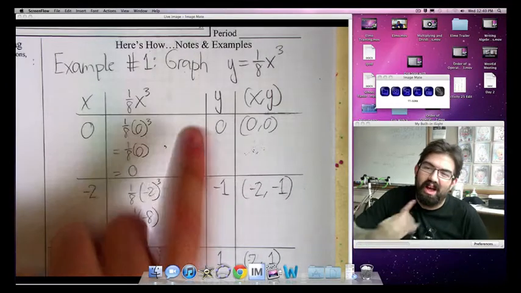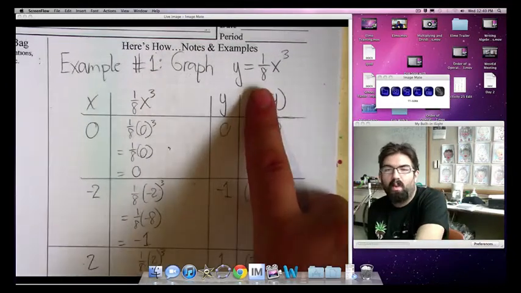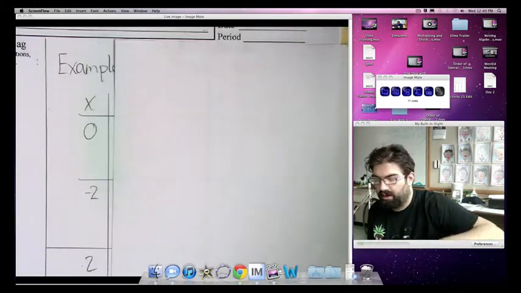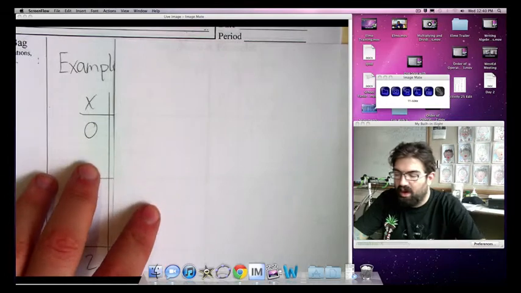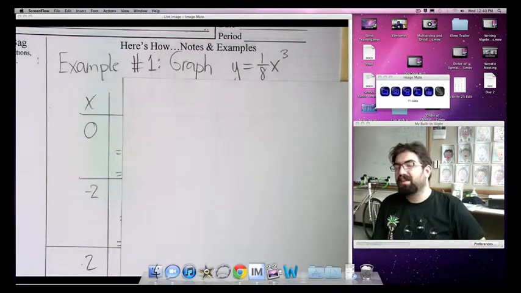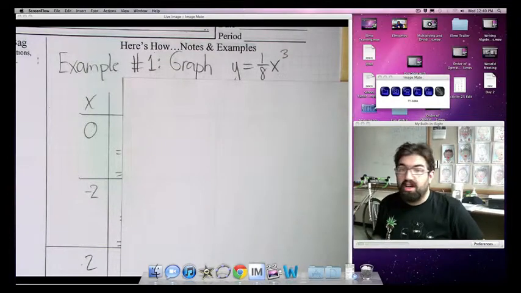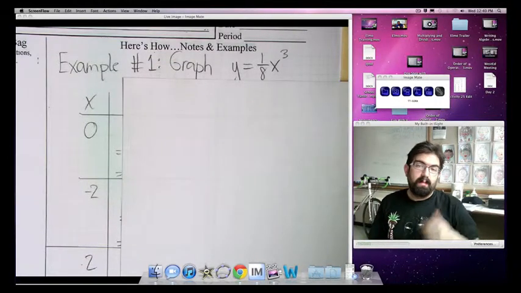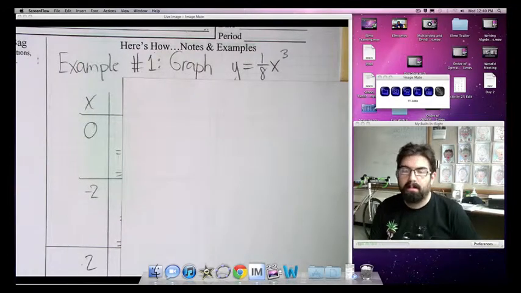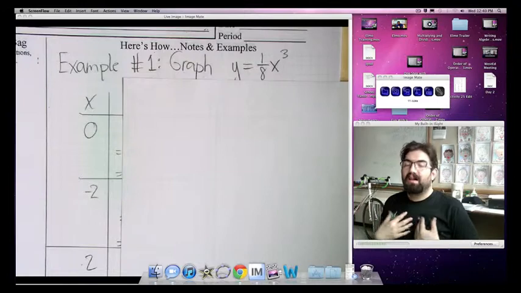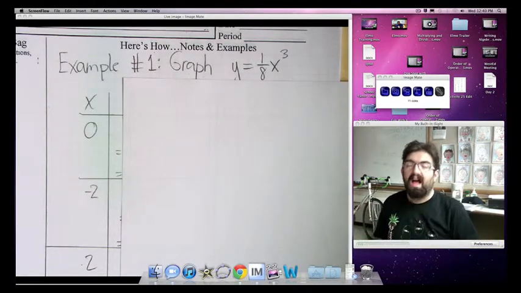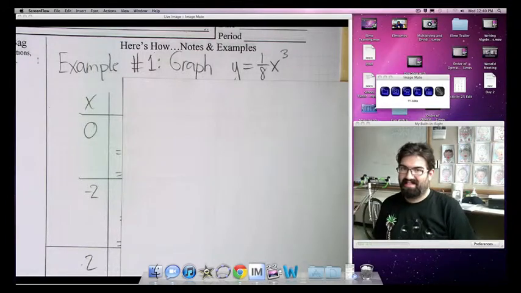Let's say I asked you to graph 1/8 x to the third, and I want to take a moment. I've already basically filled in the table, so I'll move it up so you copy. That 1/8 right there means I'm going to divide whatever comes out of x to the third. I'm going to divide that thing by 8, not what I'm plugging in. Like if I plug 2 in, or -2, I'm not dividing -2 by 8. I am going to divide -2 to the third power, whatever that equals, I'm going to divide that by 8.